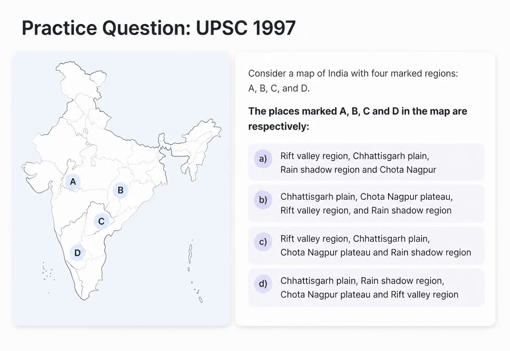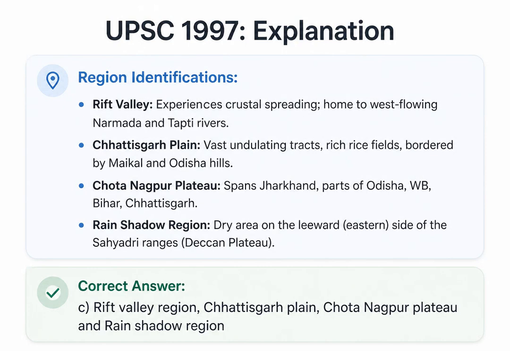Here is another question, this one from the 1997 UPSC exam. It asks you to identify 4 geographical regions marked on a map as A, B, C, and D, matching them to the Rift Valley, Chhattisgarh Plain, Chota Nagpur Plateau, and a rain shadow region. Let's look at the correct sequence. The correct sequence is C.